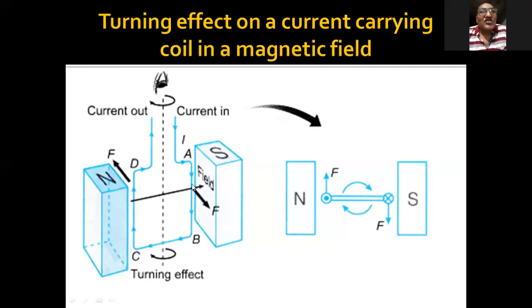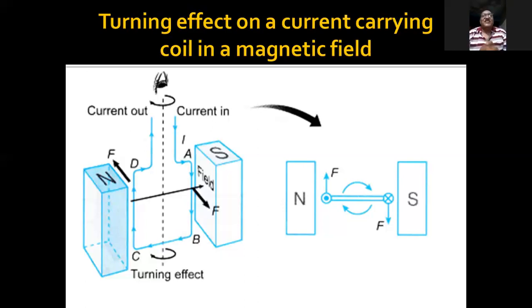So you see, these two forces are acting on this coil and they have the same magnitude, but they have opposite directions and different lines of action. And this coil has an axle in the center. So what will happen? They will act as a couple and they will rotate the coil in a clockwise manner. So the coil, which is like this, will start rotating in a clockwise manner. You see? It's a very interesting thing.